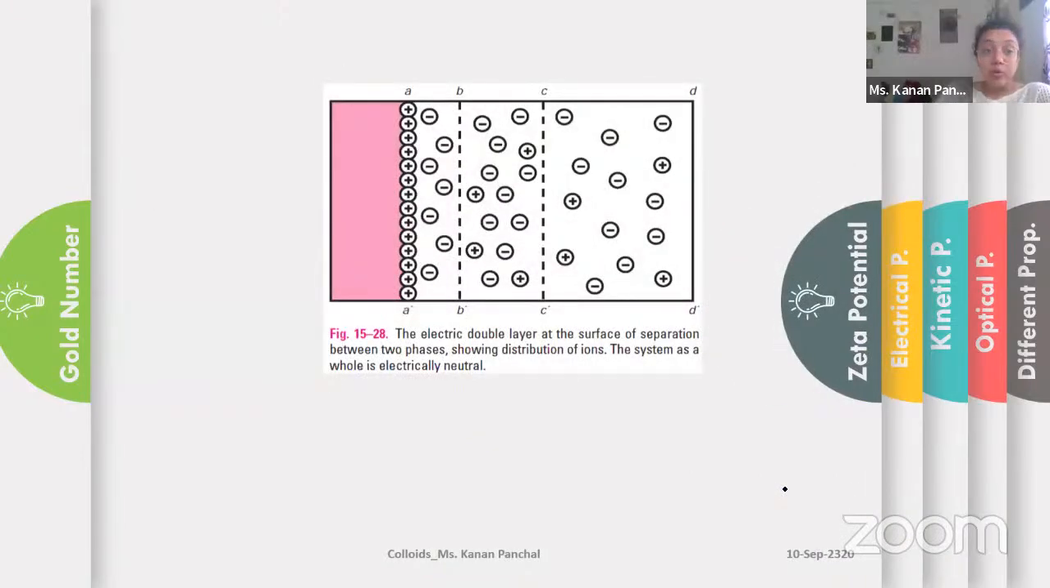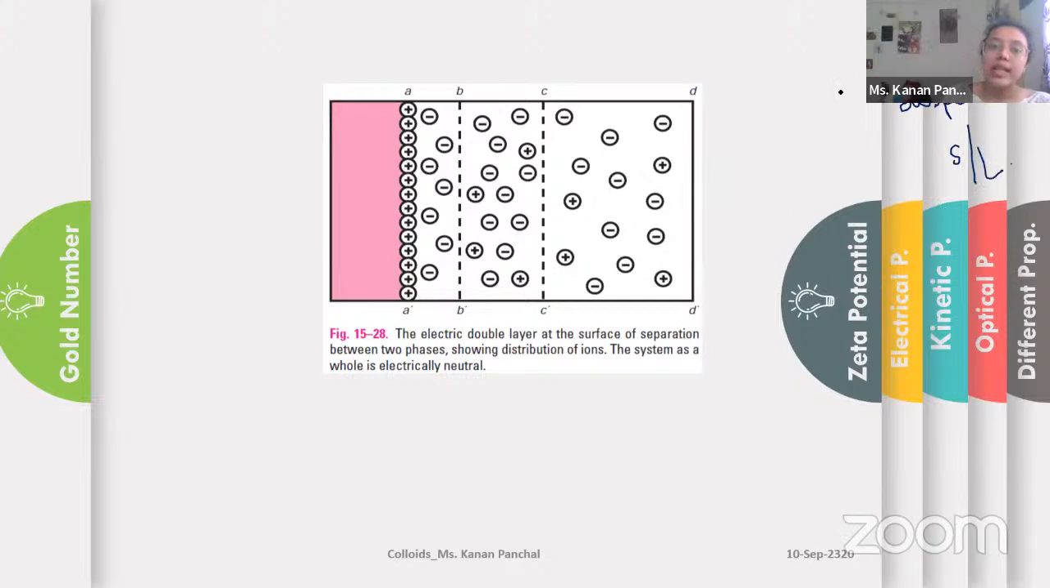Now I told you all about zeta potential. It will help in determining zeta potential. So what is actually zeta potential? Let us look into it. Whenever you have dispersed systems, let us assume a standard one wherein you have a solid in liquid type of dispersion, a suspension, which is nothing but solid in liquid.